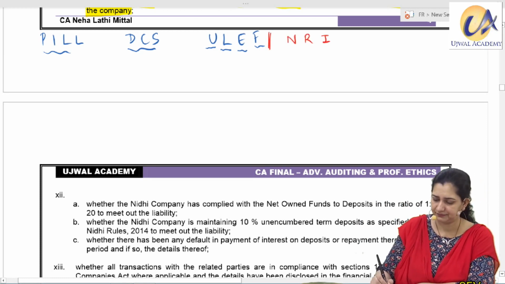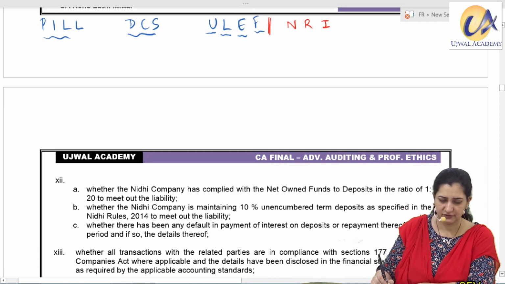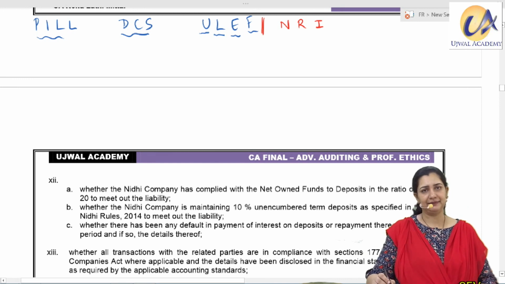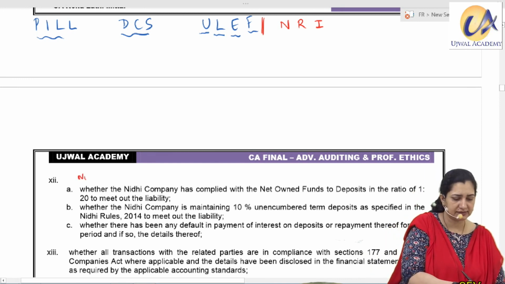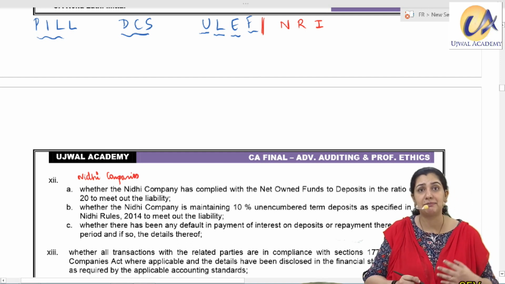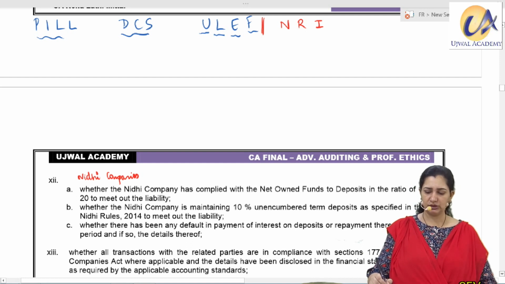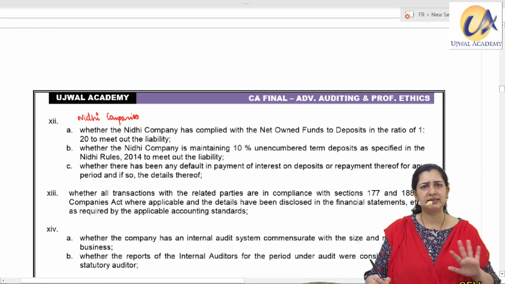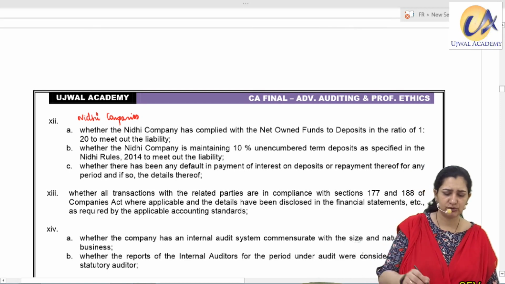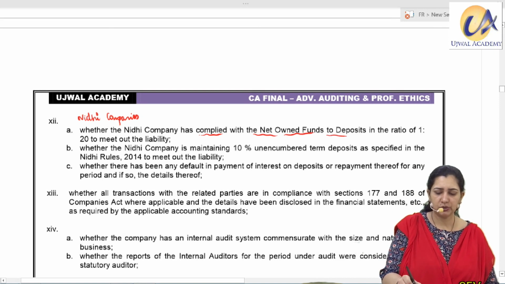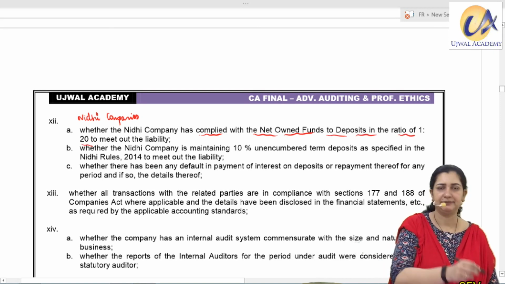NRI. Yes, NRI. What is NRI? First point, N stands for Nidhi companies. Nidhi companies are mutual benefit companies which are working for the benefit of their members. They have got their own rules. So we have to see whether they have complied with the NOF to deposit ratio of 1:20.